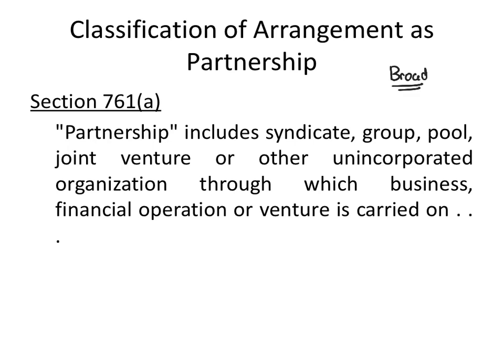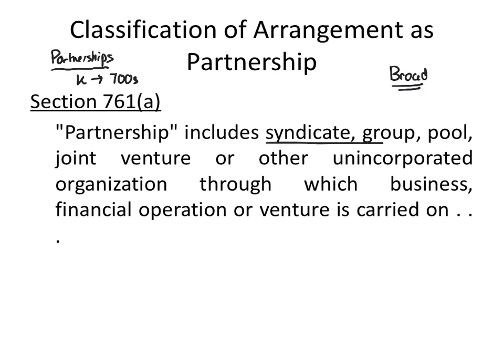All the rules for partnerships are found in subchapter K of the Internal Revenue Code, which is the 700s. So section 761 just shows how broad a partnership is. It includes syndicate, group, pool, joint venture, or other unincorporated organization.